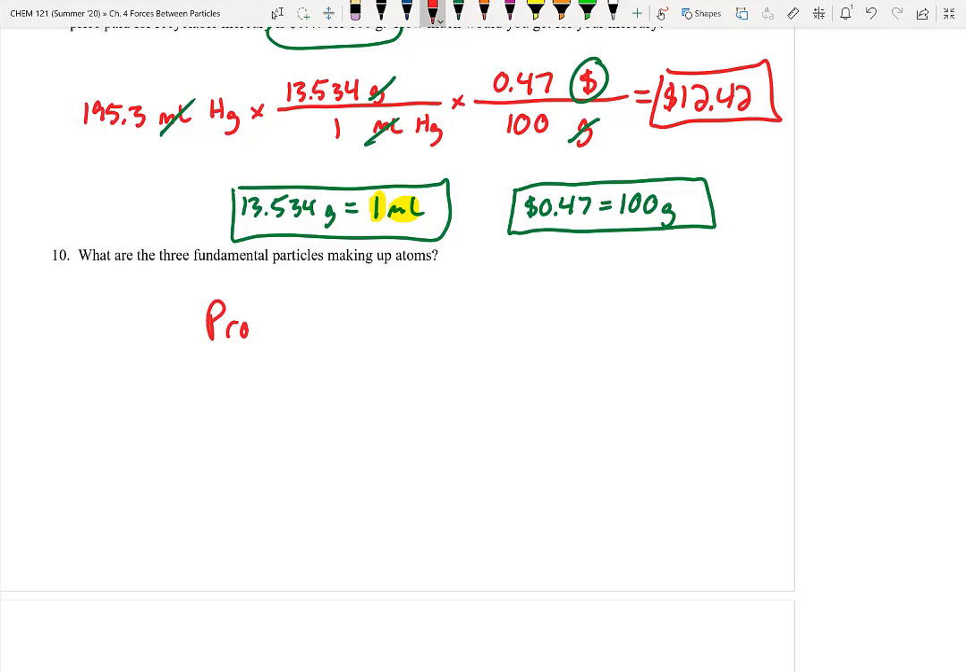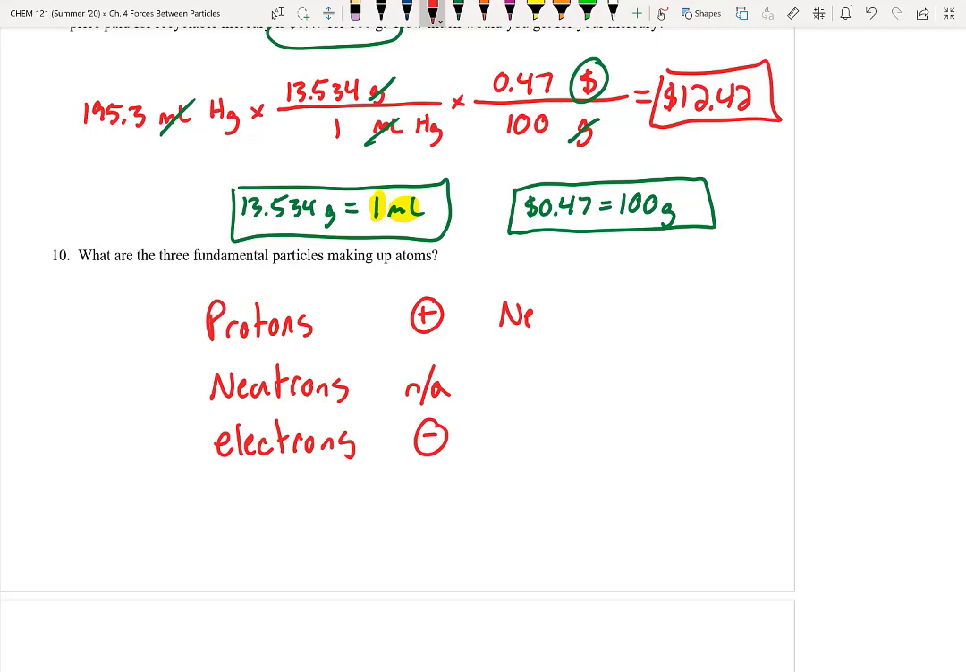Yep. Protons, neutrons, and electrons. All right, and we said that protons have a positive charge, electrons have a negative charge, and then neutrons have no charge. And then these are in the nucleus, meaning the center of the atom, while electrons are around the nucleus.